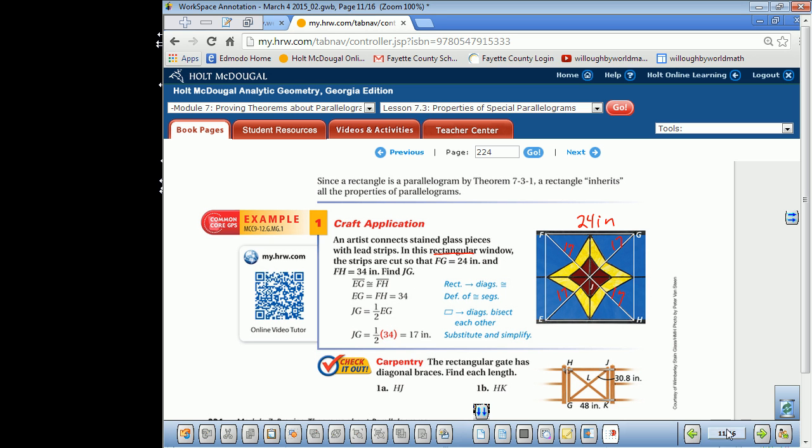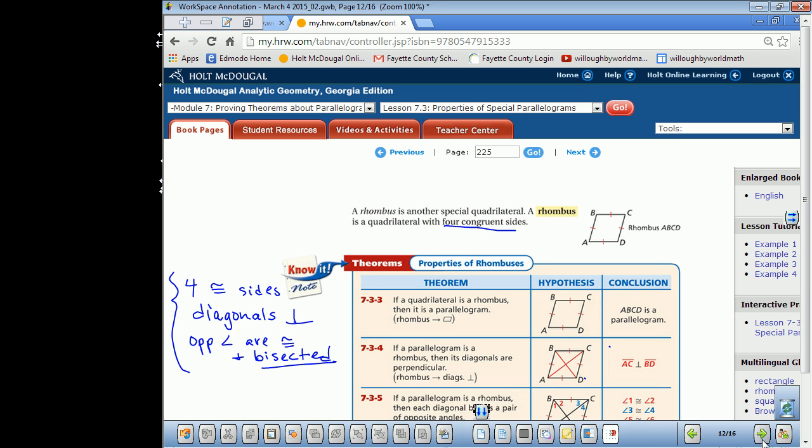Got it? Why do we need the FG? Is that just information that they just throw in? Yeah, they're just messing with you. Yes. Extraneous information. Not needed. I don't like it when you do that.